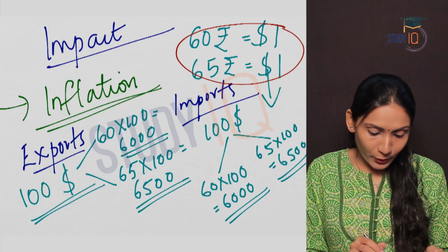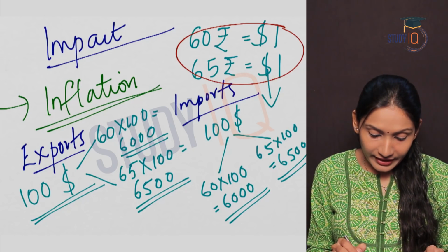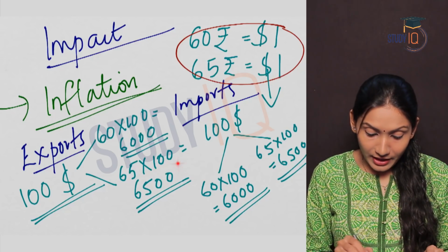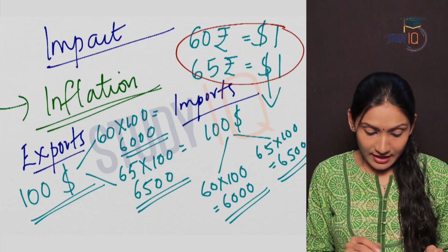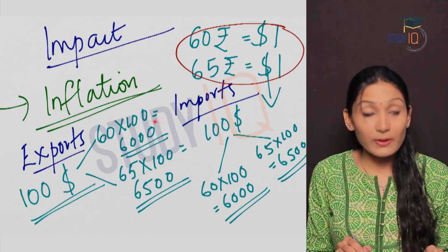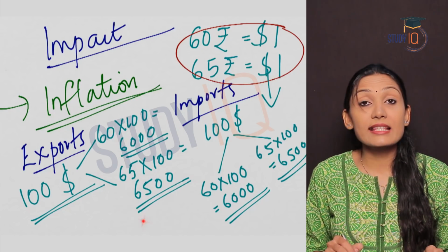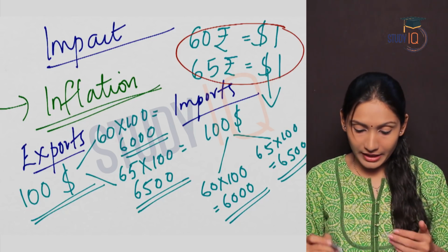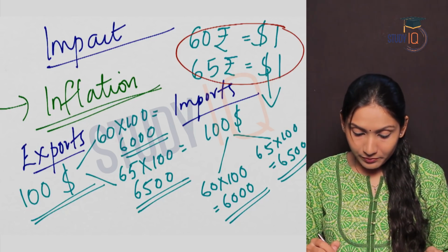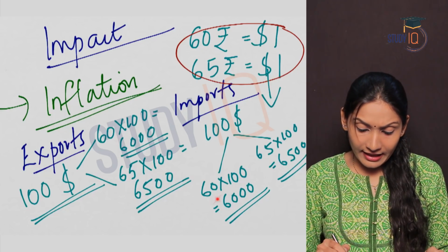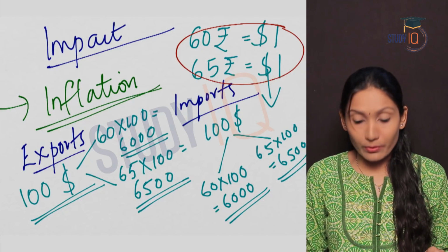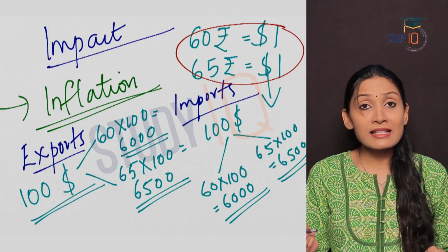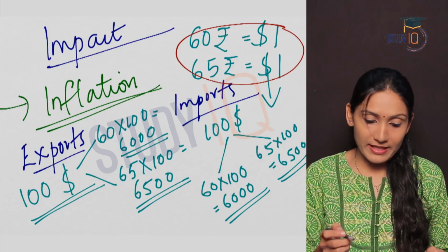See, coming to the exports, you will see that during devaluation, the income of the exporters is high. In this example, earlier it was 6,000 rupees. Now it is 6,500. So exporters are earning this money. And coming to the imports, you will see that earlier you had to pay only 6,000 rupees. Now you have to pay 6,500 rupees. So it means the imports have become more expensive.